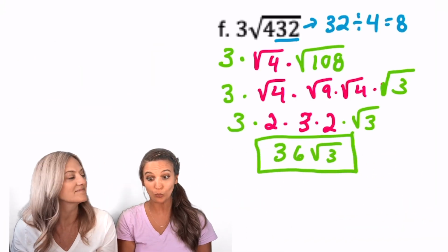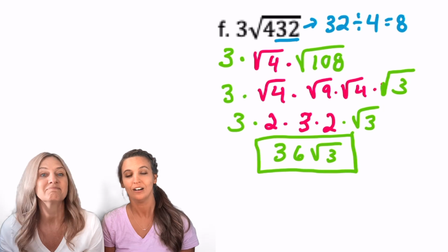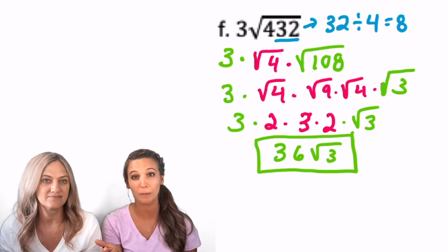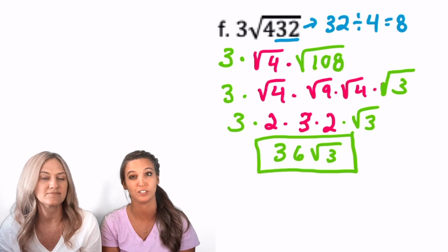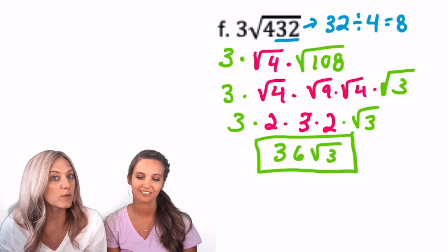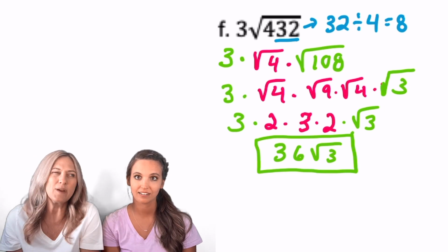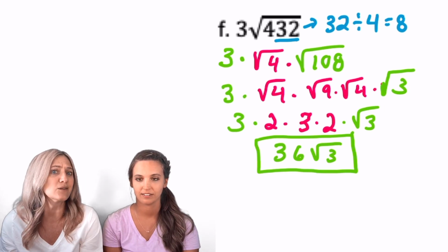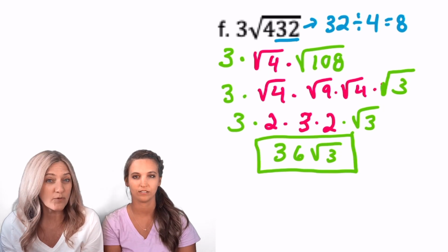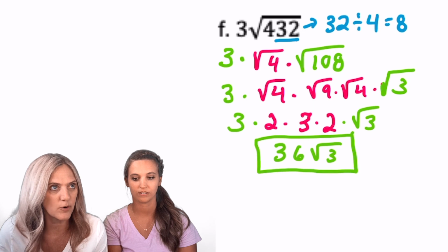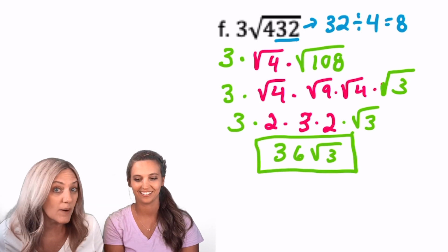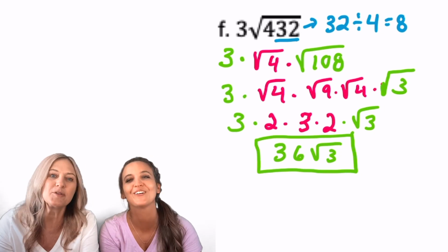Looking at F, square root of 432, I needed that divisibility rule of 4. 32 is divisible by 4, so I knew 432 was divisible by 4. So then we have 3 times square root of 4 times square root of 108. And hey, we already did square root of 108, so let's just go ahead and use those facts. We have 3 times square root of 4 times square root of 9 times square root of 4 times square root of 3. Simplify all that. Did you get it right? 36 square root 3.